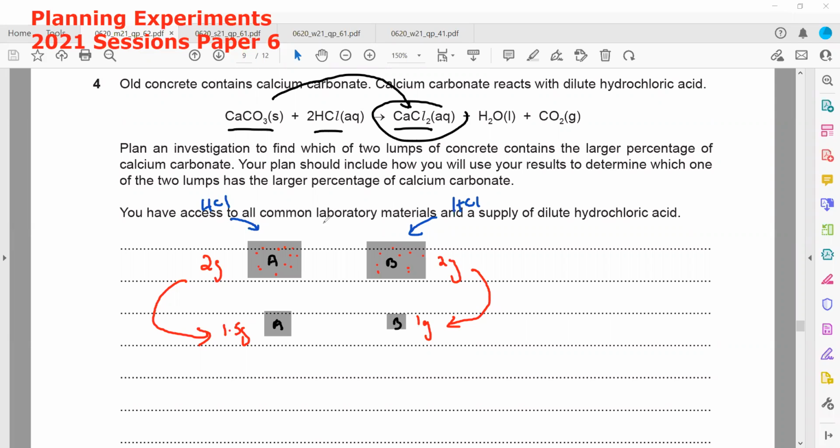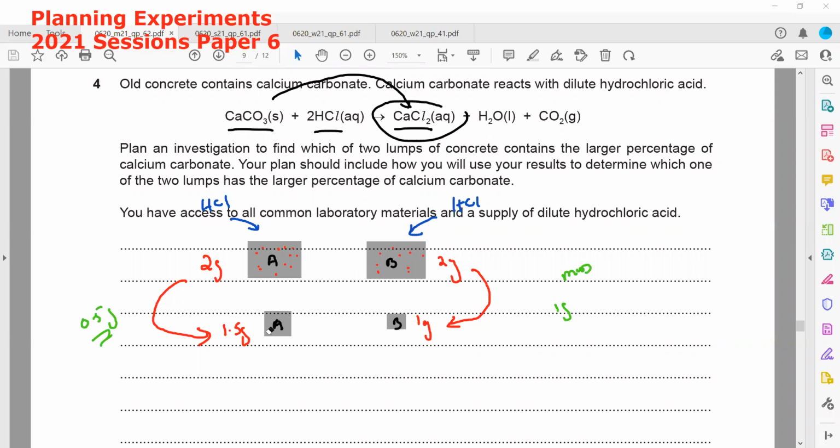So how can we identify which one has a greater amount? Because the calcium carbonate is reacting with hydrochloric acid, the one which shows a greater change in mass contains a greater proportion of calcium carbonate. So the change in mass for B is 1 gram. For A, the change in mass is 0.5 gram. So when I compare which contains a greater amount of calcium carbonate, it means B contains a greater amount of calcium carbonate. This is how you will make up this experiment, but how do you write this experiment?